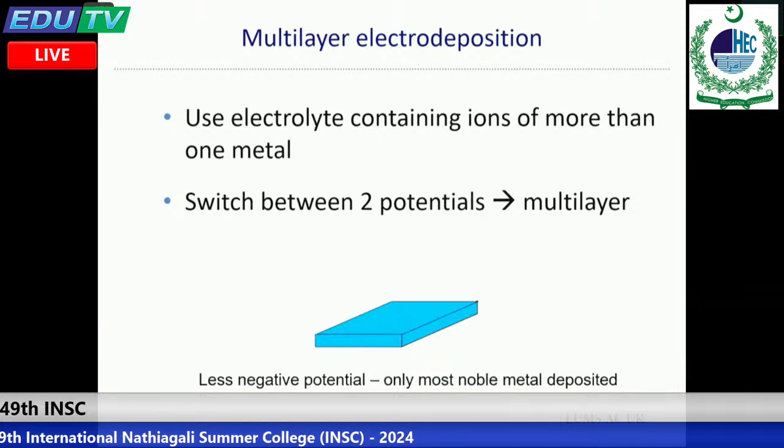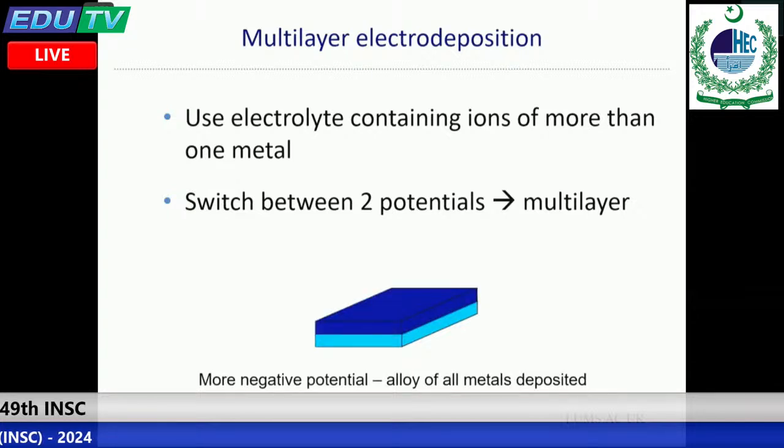And this is neat, because let's take the example of copper and nickel. Nickel is more reactive, so you have to apply a much more negative potential to deposit nickel than copper. So if I have got copper and nickel in the electrolyte and have a less negative potential, then I'm only going to get copper deposited. In general, at a lower potential, only the most noble metal will be deposited. If I then change the potential to a more negative one, I will get an alloy of the more noble metal and the less noble metal.